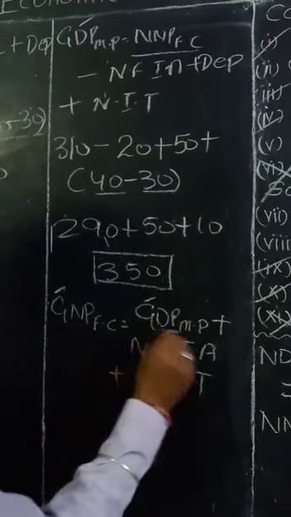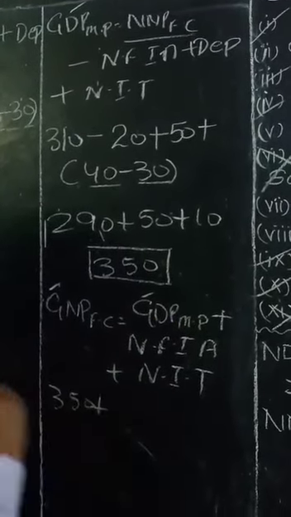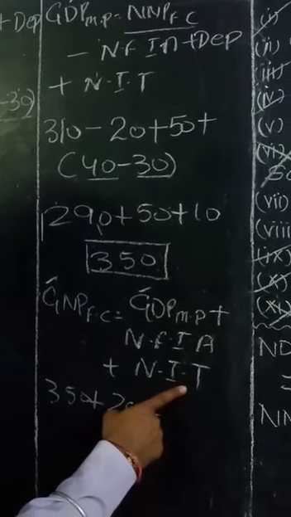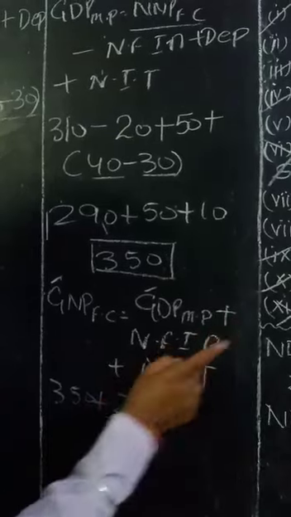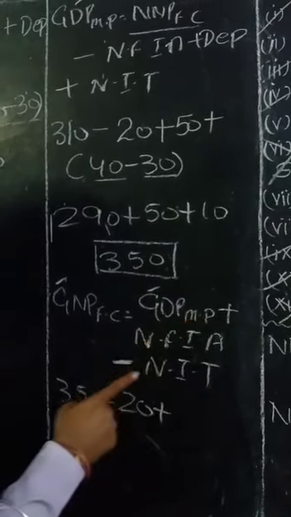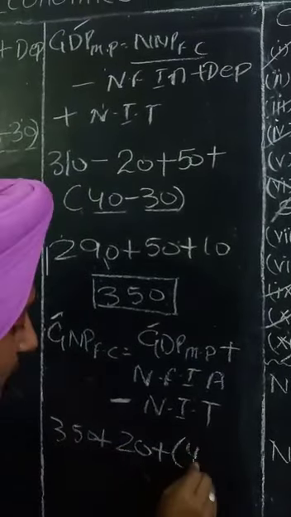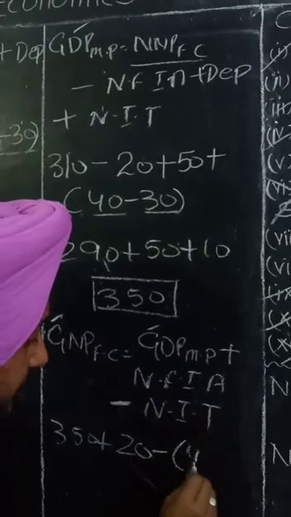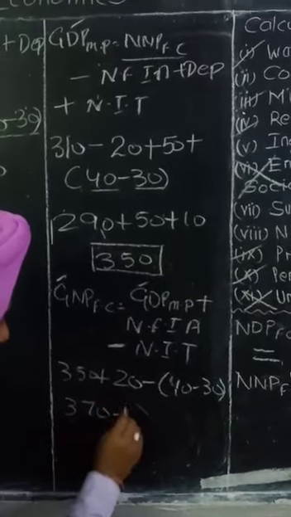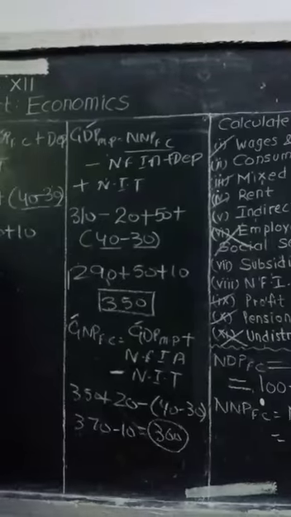So GDP at MP we have calculated here 350 plus net factor income from abroad is 20 plus net indirect taxes, sorry, from market price we have to subtract net indirect taxes, and net indirect taxes are 40 minus 30, so the answer will become 370 minus 10, the answer will become 360. This will be the answer.